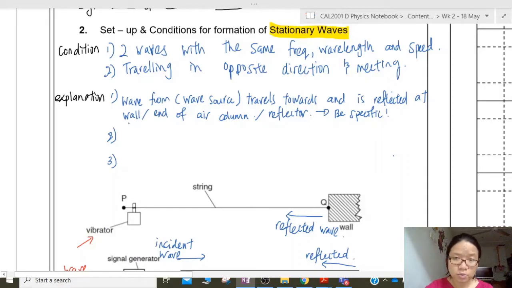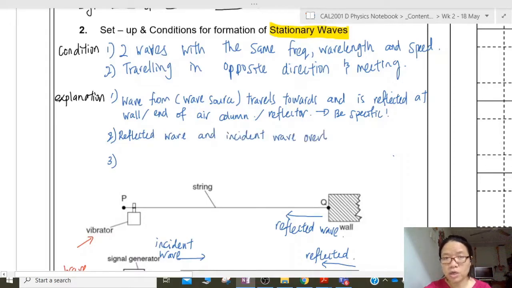And number 2, you have 2 waves now. You have the incident wave and the reflected wave. So the reflected wave and incident wave, okay, very important, what do they do? They overlap or they meet or they superpose. Do not use the word interference. Okay, interference is a very specific thing. We will talk about this later.